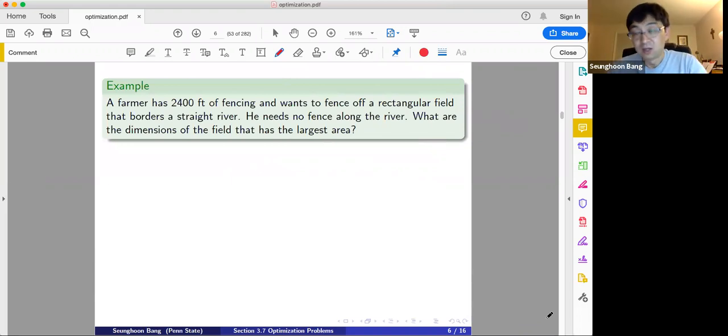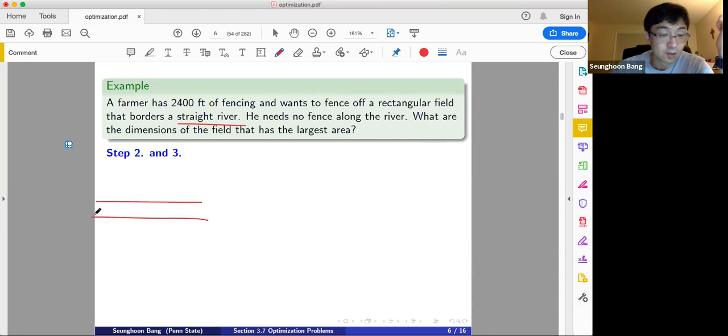So how can you do that? Step one, you just work on understanding the problem. Step 2, draw a diagram. Step 3, we need notation. Here, we have a straight river. You have to fence. So what kind of fence? You don't need a fence along the river, only 3 sides of the rectangular field.